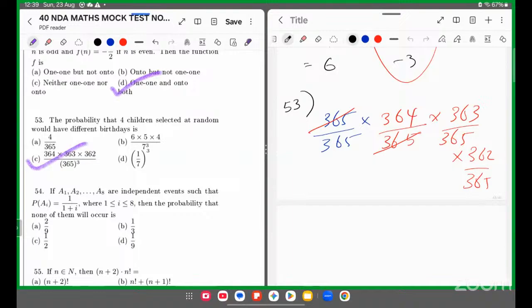For the first child, 365 options are there. For the second child, 364 options are there. For the third child, 363 options are there. For the fourth child, 362 options are there.